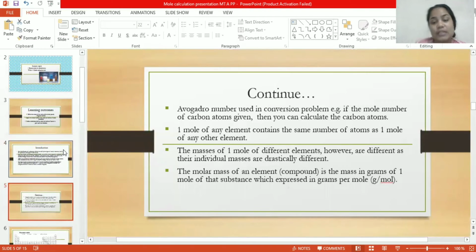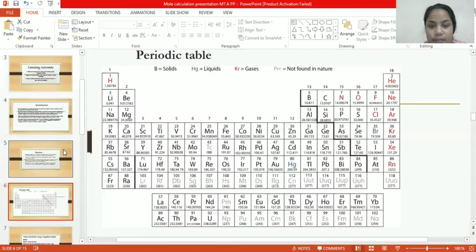Avogadro number is used in conversion problems. For example, if the mole number of carbon atoms is given, then you can calculate the number of carbon atoms. So 1 mole of any element contains the same number of atoms as 1 mole of any other element. The mass of 1 mole of different elements, however, is different, as their individual masses are drastically different. The molar mass of an element or compound is the mass in grams of 1 mole of the substance, expressed in gram per mole. So this is all for the introduction.